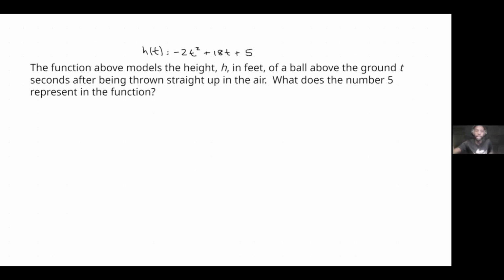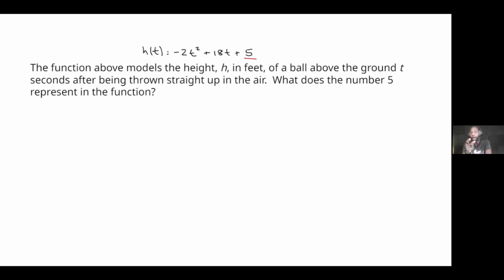So we see the number 5 right here. What does that represent? Now, if you don't already know, then you can find it out this way. So check it out. If this is representing the height, think about it. It's a ball that's being thrown up into the air. And so this is like a parabola, essentially an upside down parabola that models this.